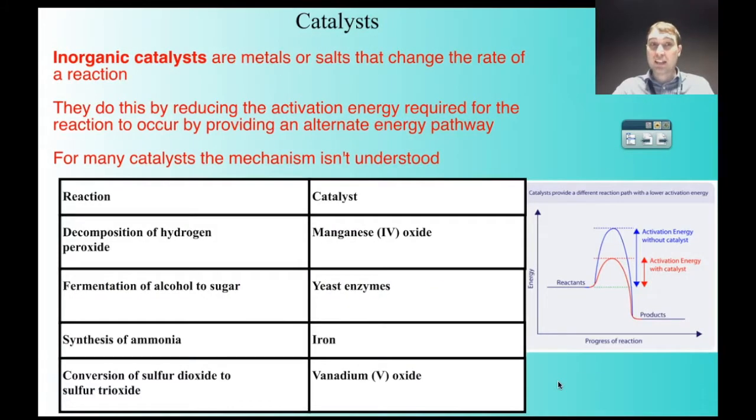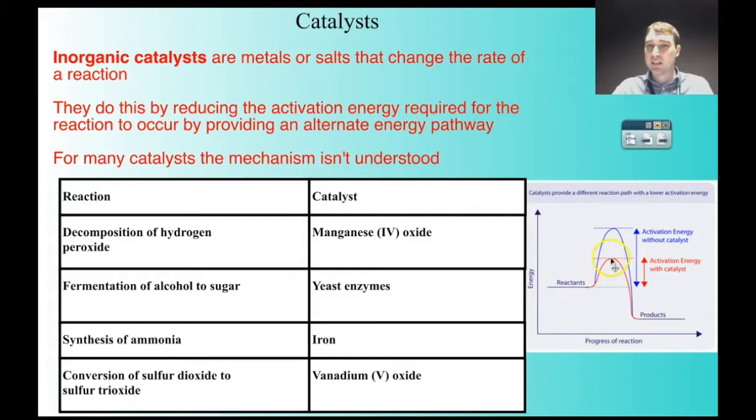So inorganic catalysts are metals or salts which change the rate of reaction. And that's what we saw in the catalytic converter there, where we had metals like rhodium or platinum. The way they increase the rate of reaction is they reduce the activation energy required for a reaction to occur by providing an alternate energy pathway. So if we have a look at a graph down here, we can see we have energy of reactants, energy of products. If we don't have a catalyst present, the activation energy, that's the energy you need to provide for the reaction to occur, is quite high.